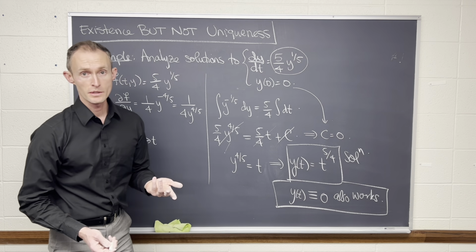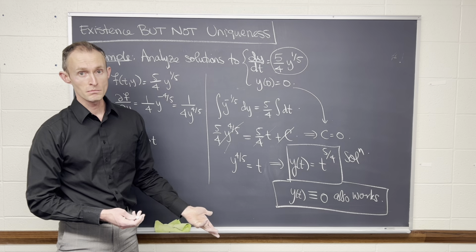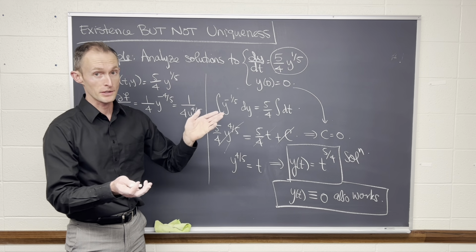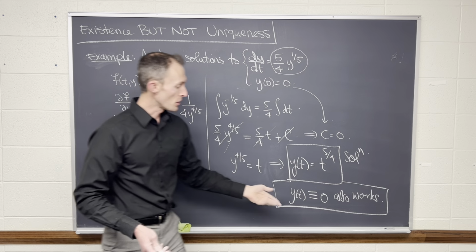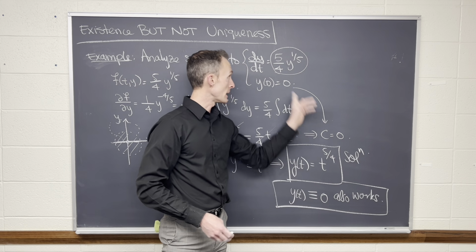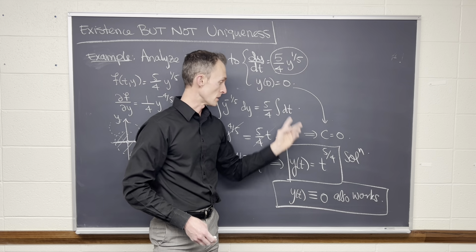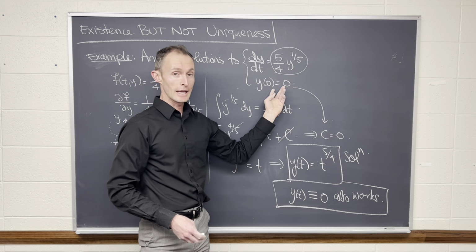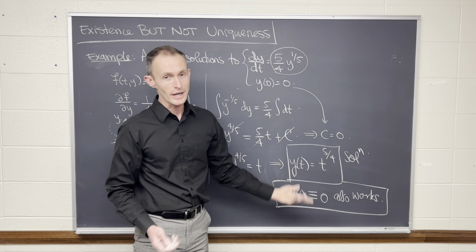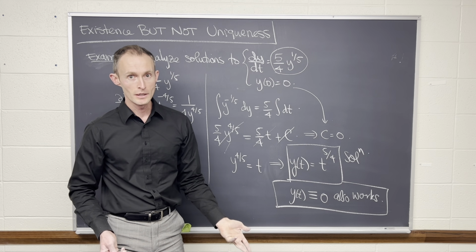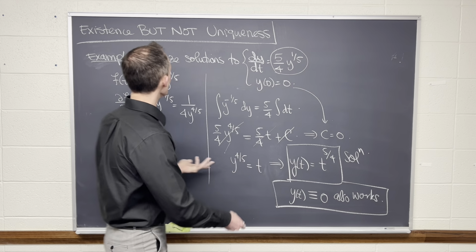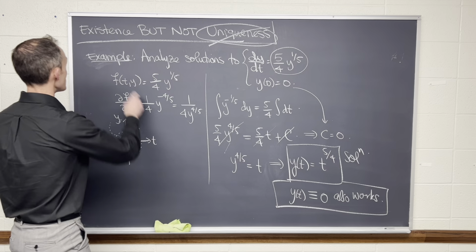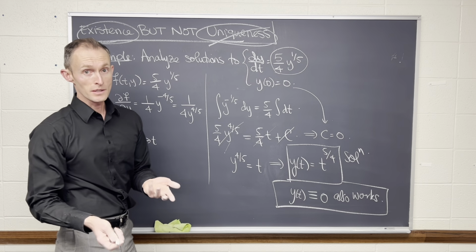That also works. It's kind of a lame solution at the end of the day. You're like, if I plug in 0, everything is 0. Well, that's true. But notice that y of t equals 0 is a solution satisfying the initial condition. So is y of t equals t to the 5/4, which satisfies the ODE and the initial condition. And these two things are not equal to each other everywhere. So that's saying that uniqueness fails. But existence does hold.